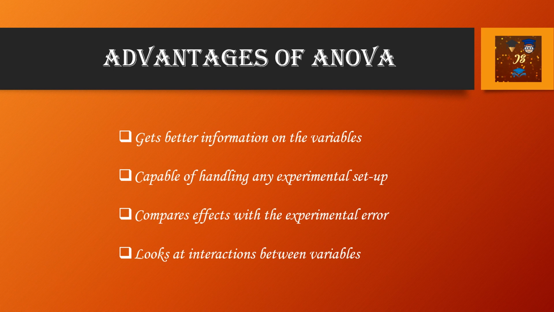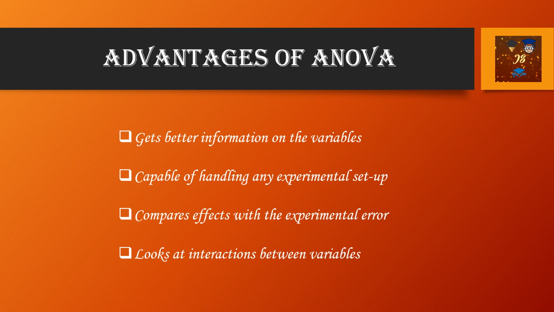Now we will understand the different advantages of ANOVA. It gets better information on the variables. That means in ANOVA you will see that two different types of variables are used. One is the dependent variable, another is the independent variable. A dependent variable is a variable which is dependent on something, and an independent variable is a criterion which is not dependent on any other.